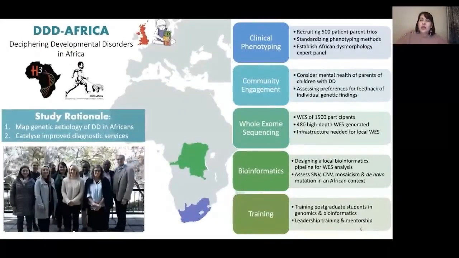This is then the main focus of the DDD-Africa project, where our rationale is to map the genetic etiology of developmental disorders in Africans, whilst catalyzing improved diagnostic services. This is a collaborative study across two African sites in Johannesburg, South Africa, as well as in Kinshasa in the Democratic Republic of Congo. And there's a strong partnership with the DDD UK group, who have already demonstrated the value of adopting a comprehensive genome-wide strategy to elucidate the underlying causes of developmental disorders.